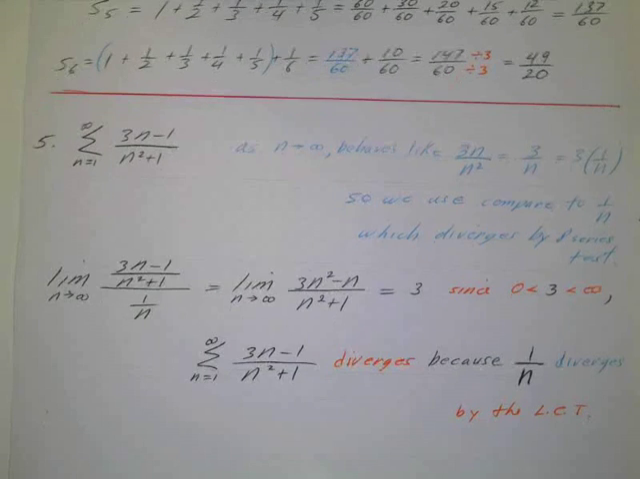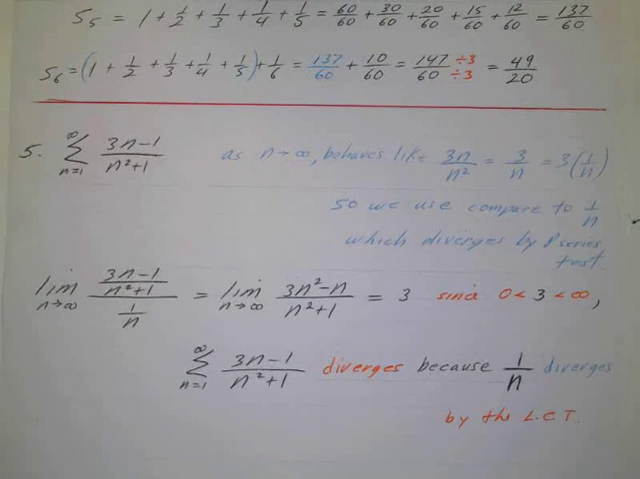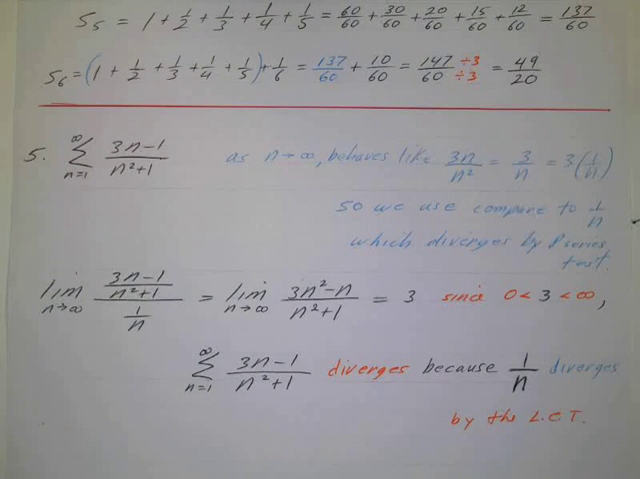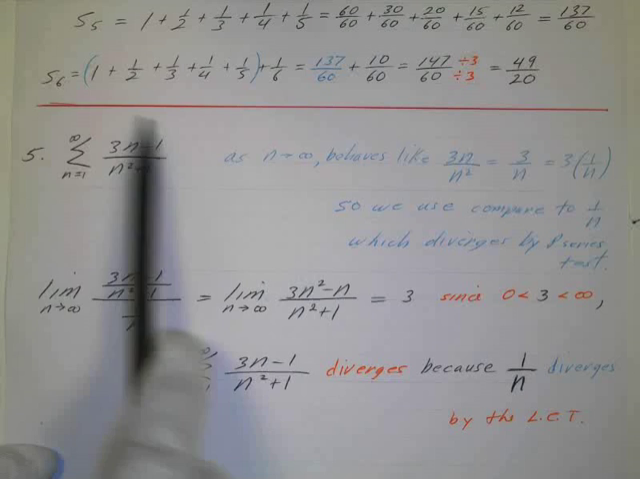And then number 5, I think we can get number 5 in here. Use the limit comparison test to determine the convergence or divergence of the series.